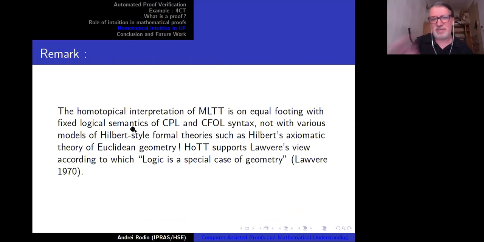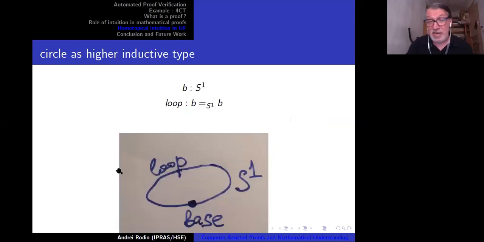And that's a subtle point. Probably I have little time, but I would say that this homotopical interpretation we should not think of as modeling, right? Something like giving models to a Hilbert-style formal theory, like geometrical models. Rather, we should take it on an equal footing with logical semantics, right? So it's a kind of fixed semantics. It's not about modeling. It's about giving a default semantics for raw syntax, right? And that supports this whole view that logic is a special case of geometry, of Lawvere, who made it in the context of topos theory.